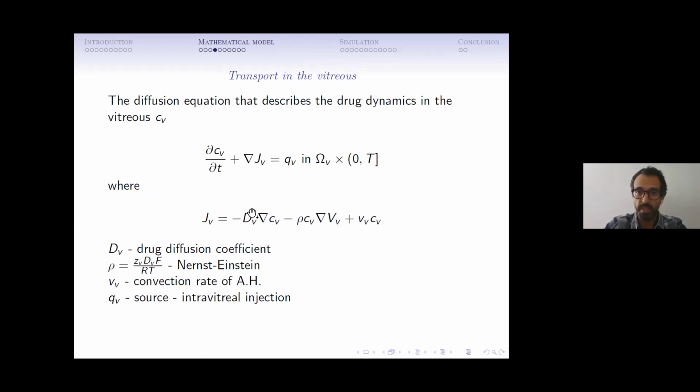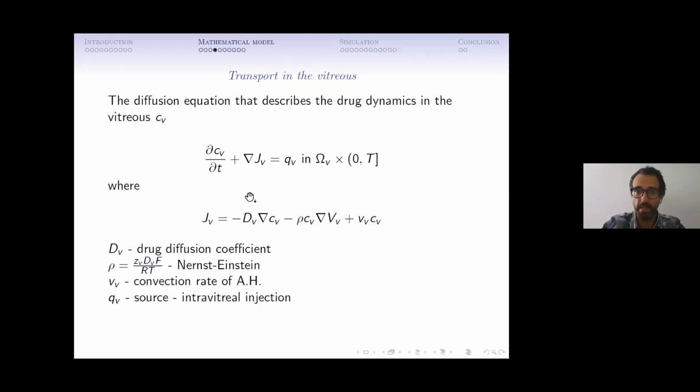We have here one term that is the diffusion term. After, we have these two terms related to a convective part, one related to the electric fields and another related to the normal velocity. This normal velocity VV is the velocity of the aqueous humor, and we need to consider this first term when we have an intravitreal injection.